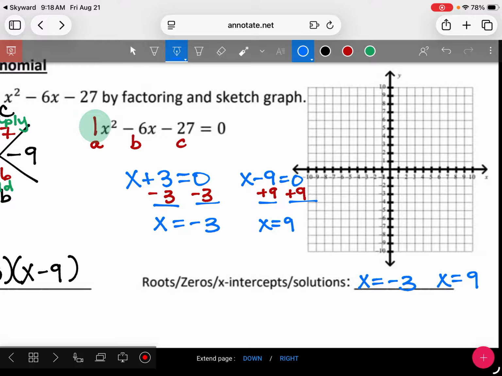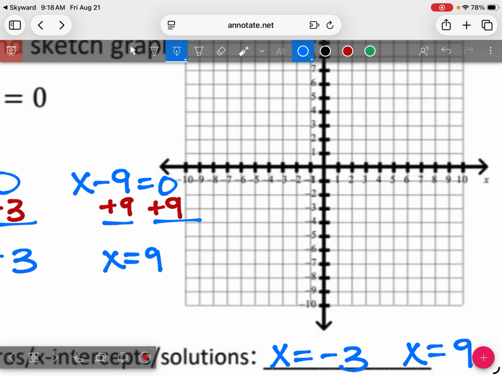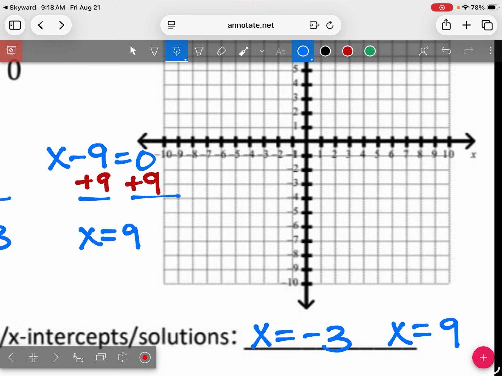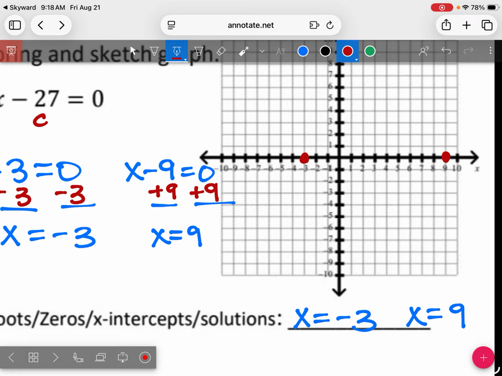So this is how we're going to do our sketch. It's not an accurate graph. We're not doing 5 points like we did. All I want you to do is go to your x-axis, put a point at -3, and put a point at +9. And then draw a smile. It's a sketch. This is not accurate. That's what a sketch is.